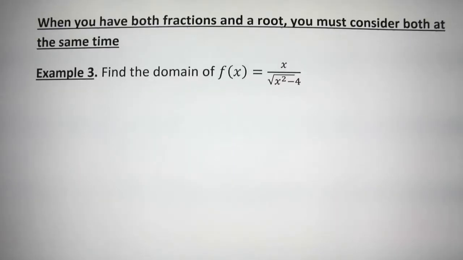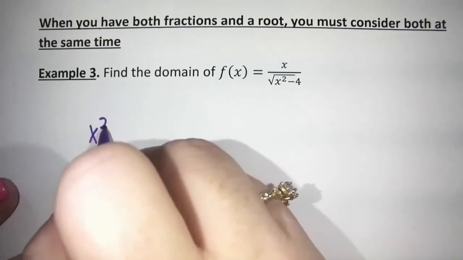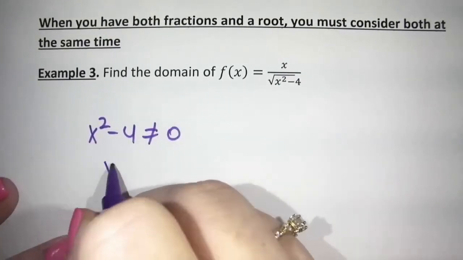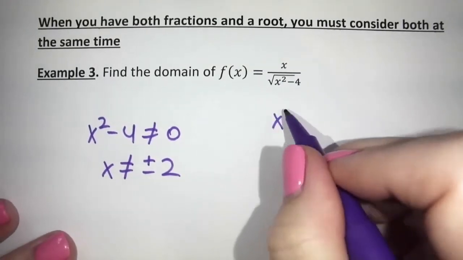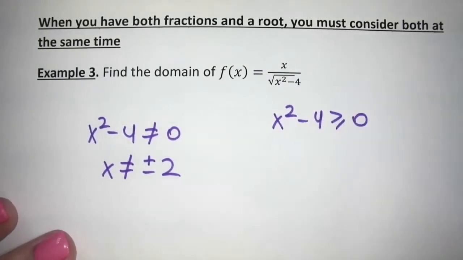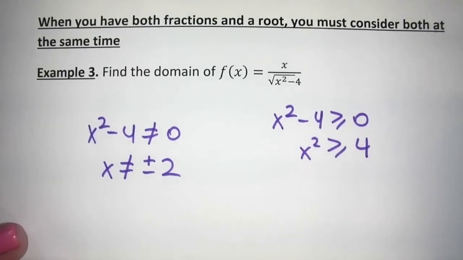And if we have both a fraction and a root, you have to consider both at the same time. If we look at the denominator, we know that x squared minus 4 can't be 0, so x cannot be plus or minus 2. But we also know that x squared minus 4 has to be greater than or equal to 0. That means x squared is greater than or equal to 4.